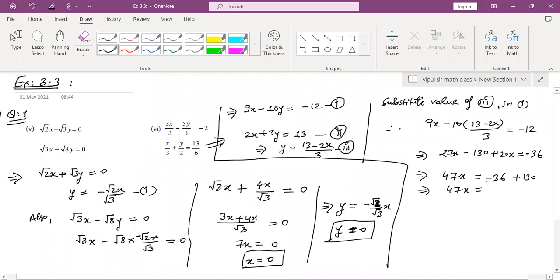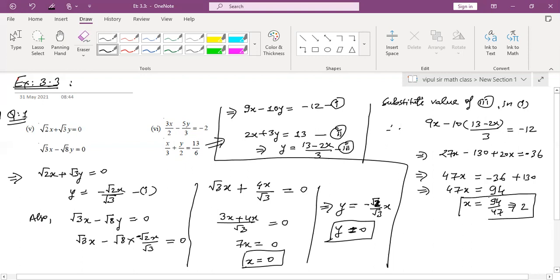130 minus 36, how much? 94. Very good. So 94 will be divided by 47. So x is nothing but 94 divided by 47. I think 47 times 2 is 94. Therefore, the value of x is 2.